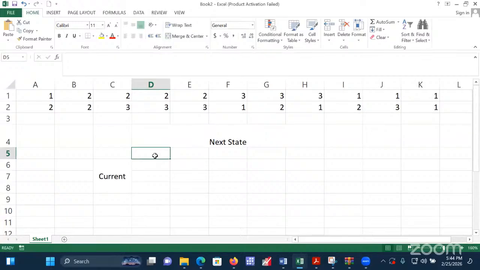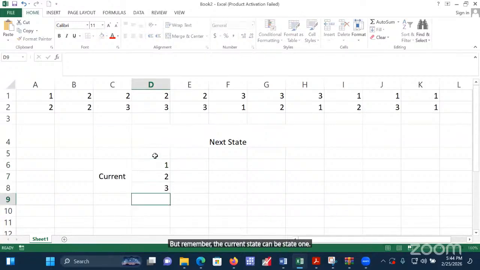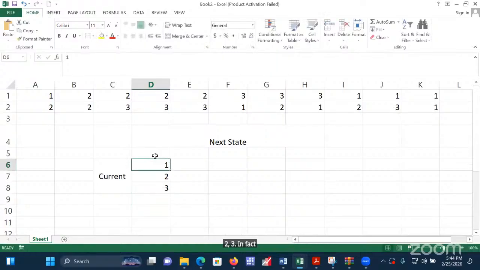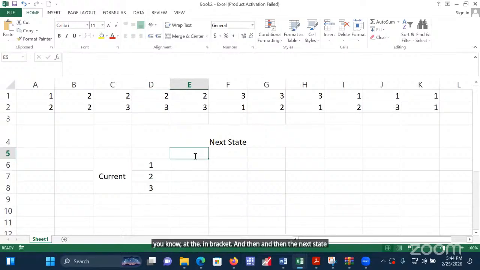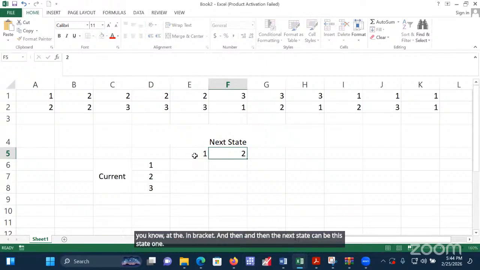So remember, the current state can be state 1, 2, 3. In fact, if I like, I can put the discount level in brackets, and then the next state can be state 1, 2, and 3.